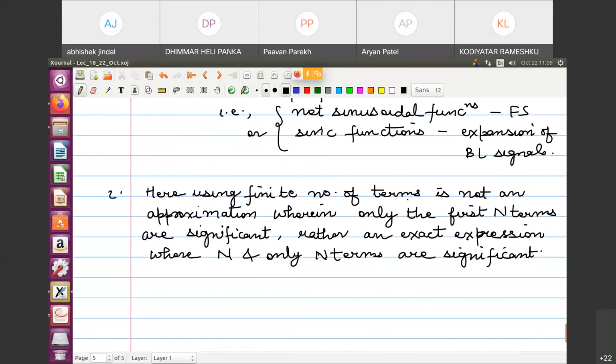So here, using a finite number of terms is not an approximation. It means you only need exactly n terms, and n terms are required, wherein only the first n terms are significant, rather an exact expression where n and only n terms are significant.